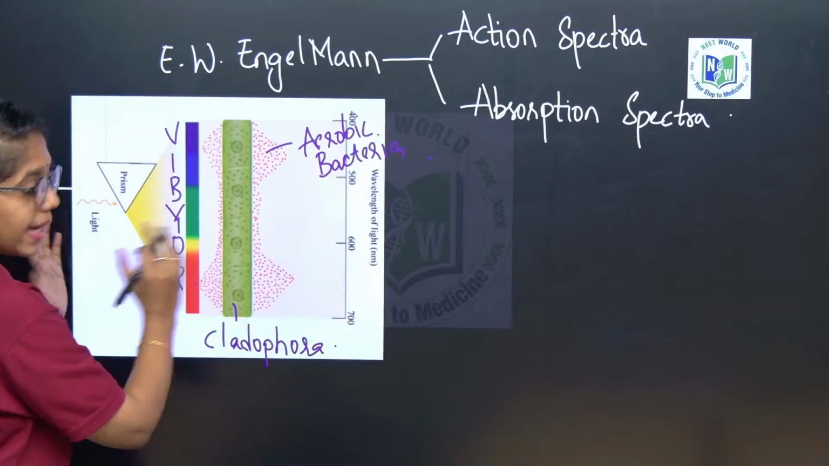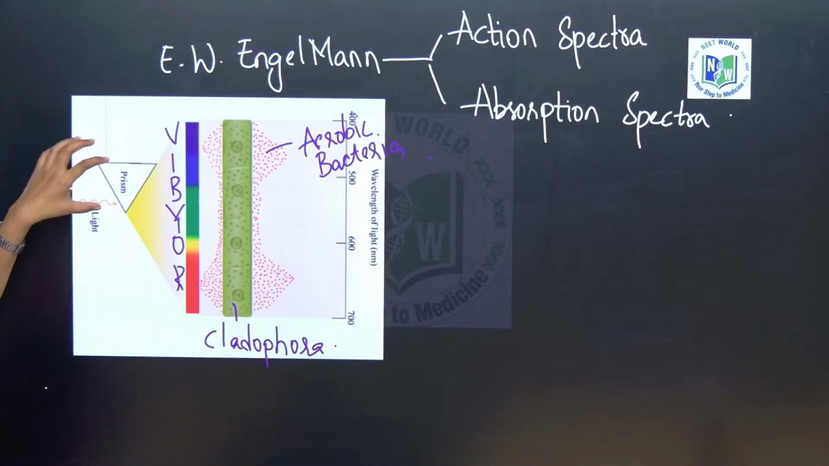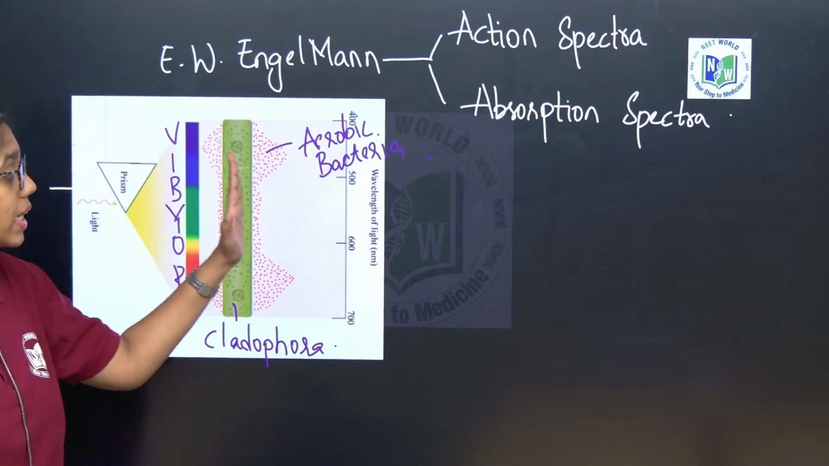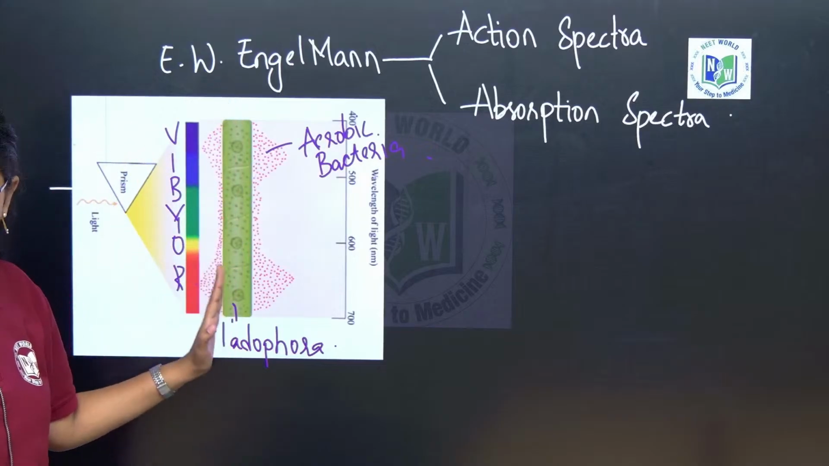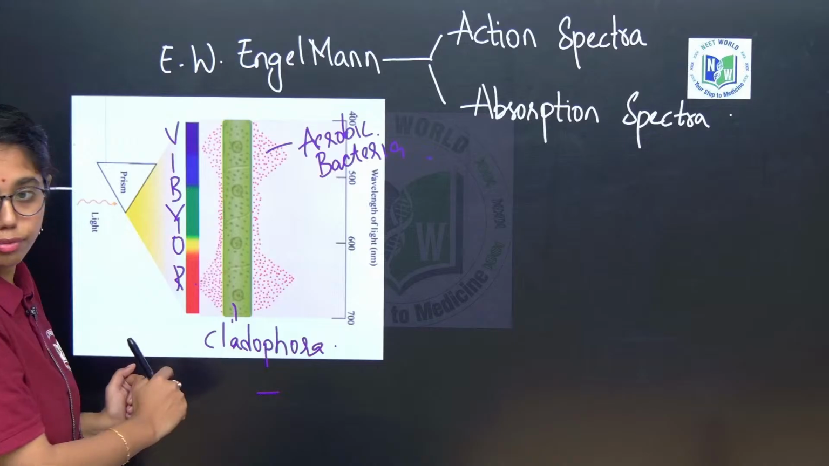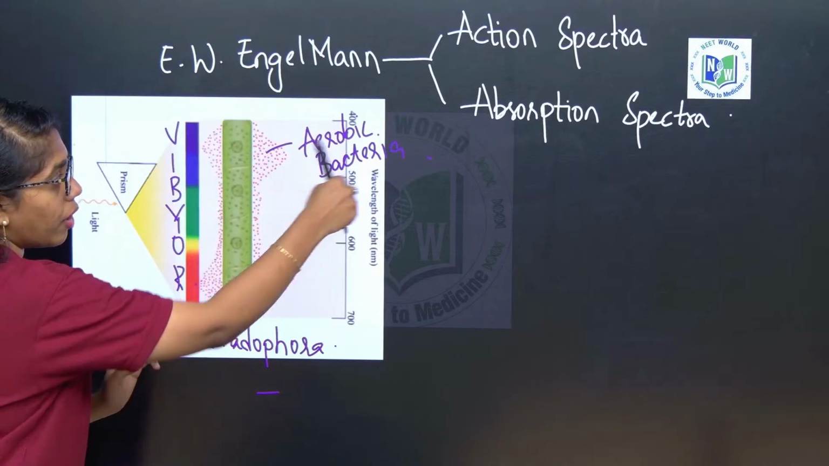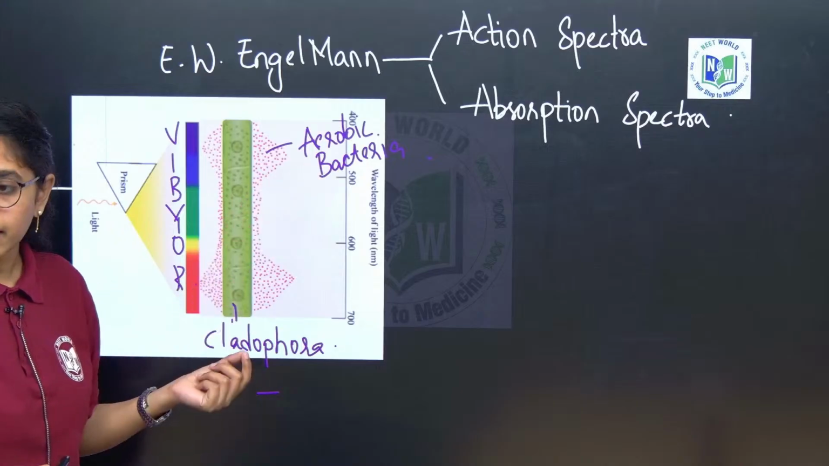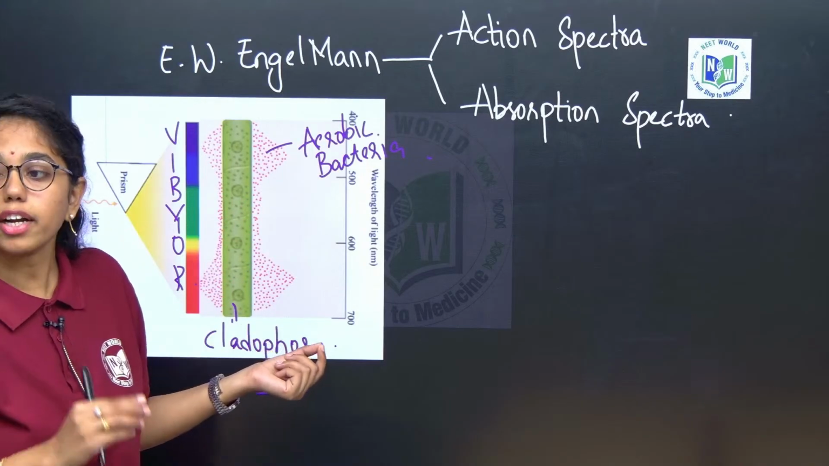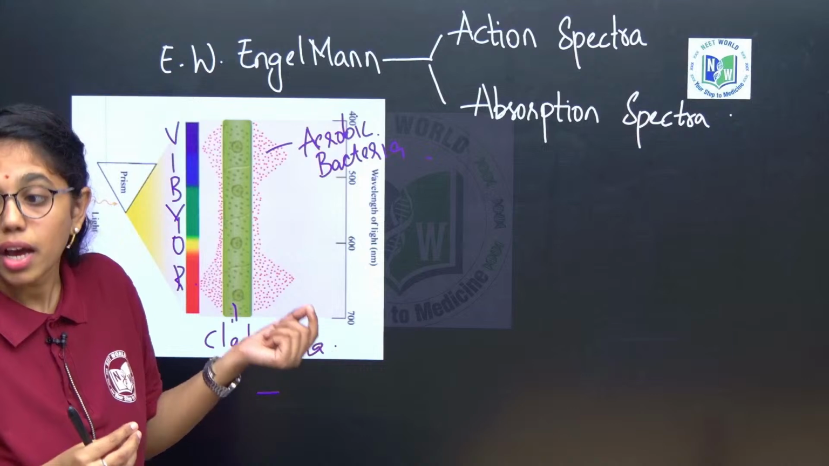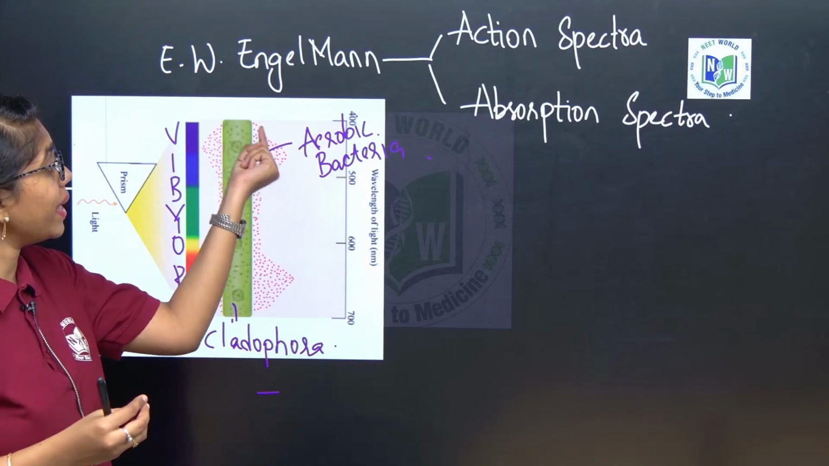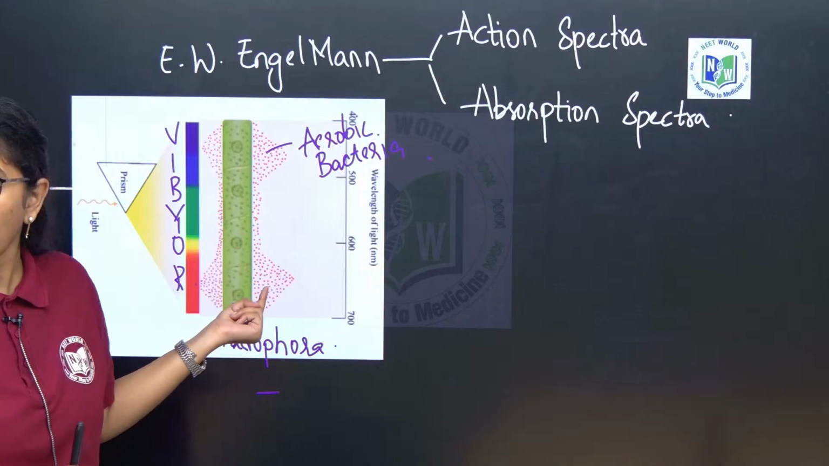So what is the setup? Unilateral sunlight exposed to prism, then scattered to VIBGYOR. This light is exposed to Cladophora, which is a green filamentous algae. Over this Cladophora, what is there? Aerobic bacteria. Why are aerobic bacteria placed? Just now we have learned that oxygen is evolved as a byproduct. Wherever there is maximum oxygen evolution, there you can see aerobic bacteria clustered.